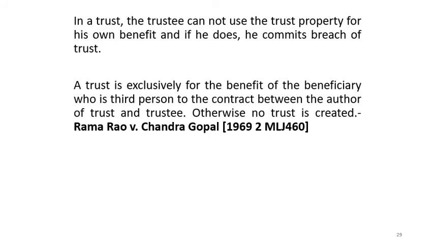A trust is exclusively for the benefit of a beneficiary, who is a third person to the contract between the author of the trust and the trustee. Because when you use the word contract, in the case of a trust, between the author of the trust and the trustee, there is no beneficiary at all. But when you come to a trust exclusively for the benefit of a beneficiary, who is a third person to the contract, that's why no trust is created otherwise. If there is a transfer to the trustee, then the trustee must hold the property for the benefit of the beneficiary. If you don't do this, then there is no trust at all.